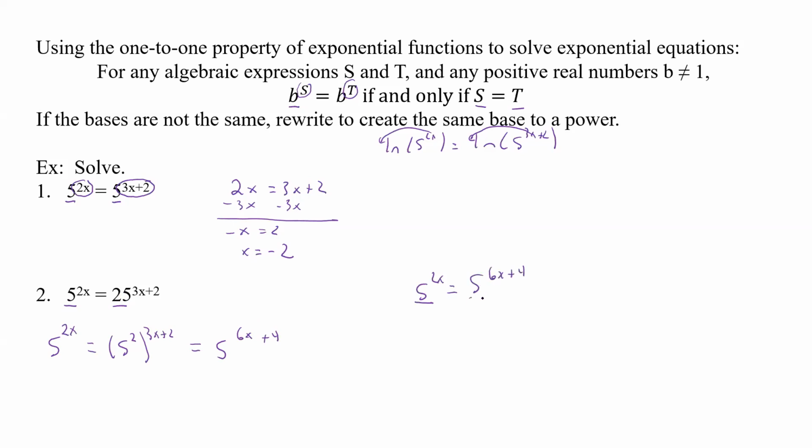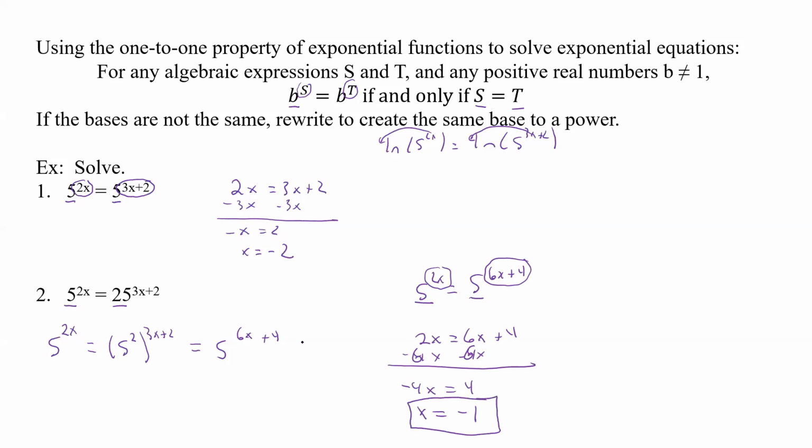So now we have the same base. We can set the two exponents equal: 2x equals 6x plus 4, and solve. So if we subtract 6x, we're going to get negative 4x equals 4, so x equals negative 1. And so that then would be our solution to the original problem that we had to simplify by saying, well, 25 is just 5 squared.